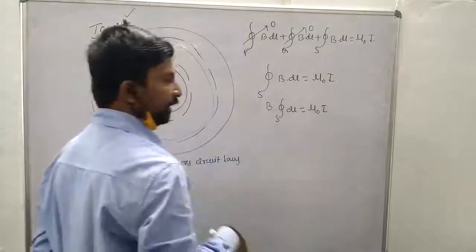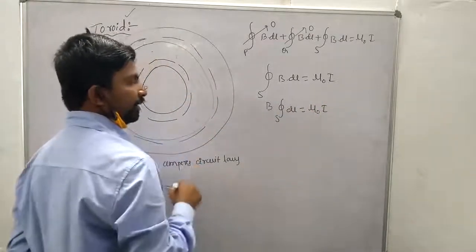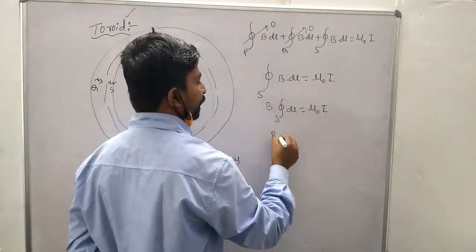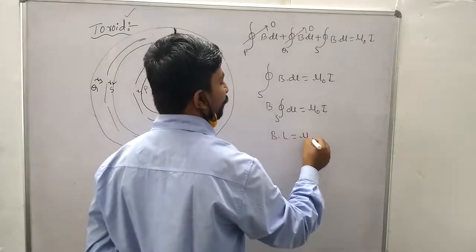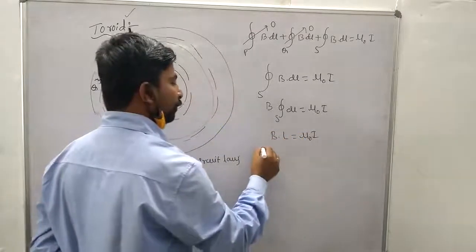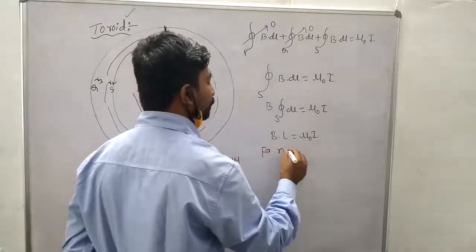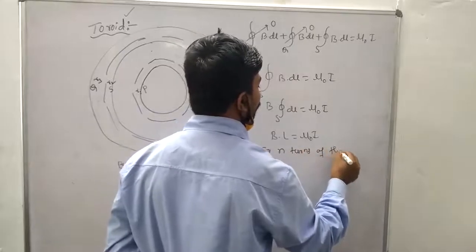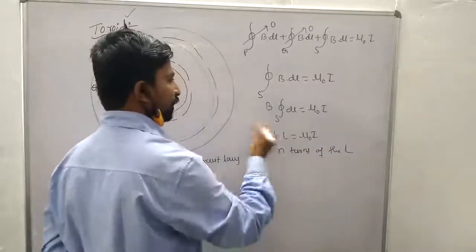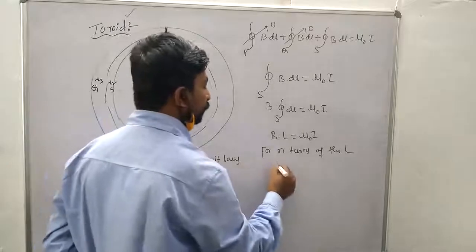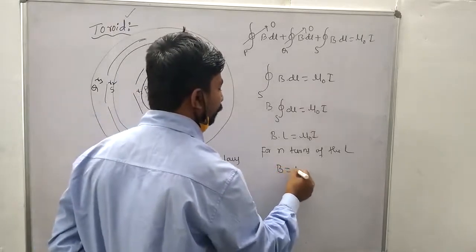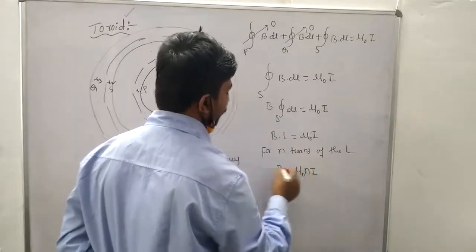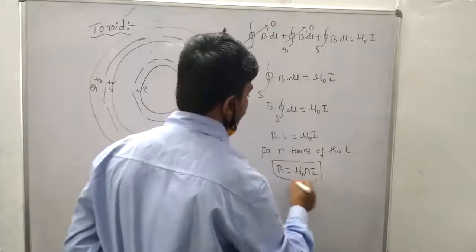So the line integral over the closed loop, dl is equal to what? That is the length of the toroid. Therefore we can write B into l is equal to mu naught I. Again, for n turns of the loop, for unit length l equal to 1, we can write B is equal to mu naught n I. So again this is the derivation of an expression for the toroid.